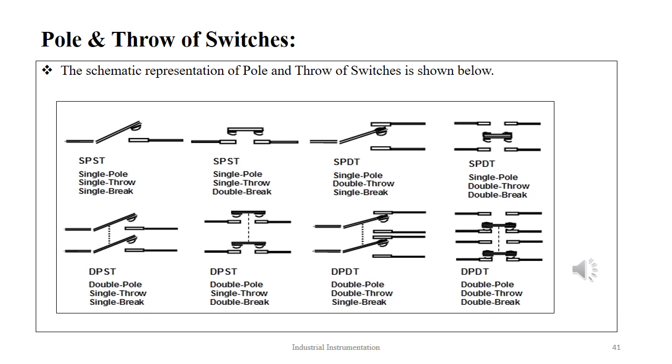The first one shows single pole single throw single break. The second one shows single pole single throw double break. The third one shows single pole double throw single break. Fourth shows single pole double throw double break. The fifth one shows double pole single throw single break. Next we have double pole single throw double break. Next we have double pole double throw single break, and finally we have double pole double throw and double break.